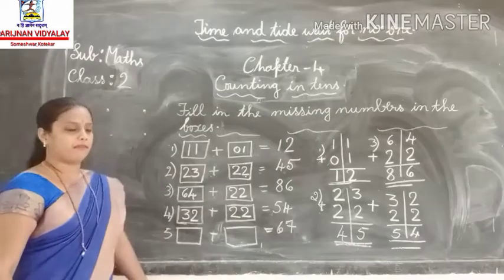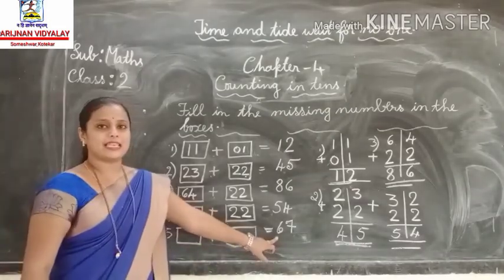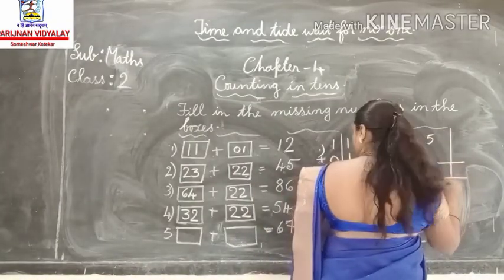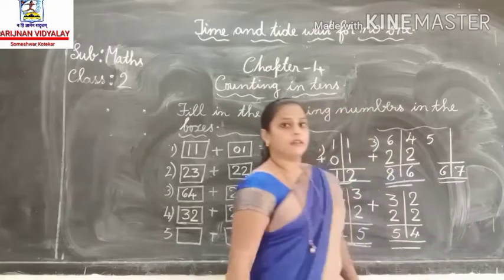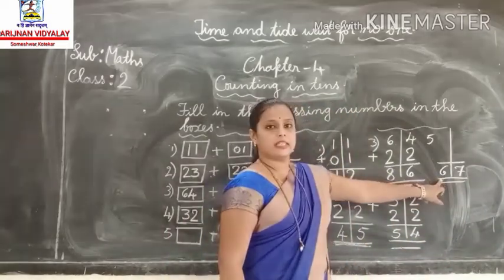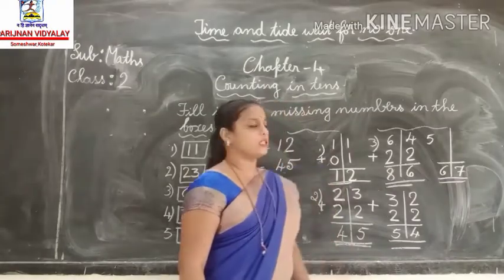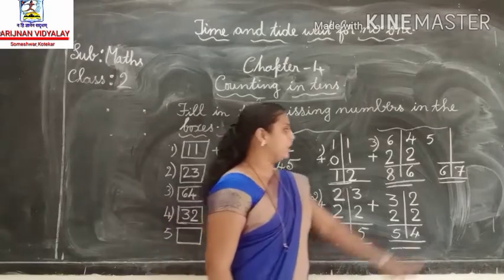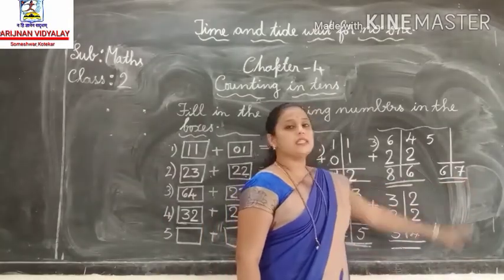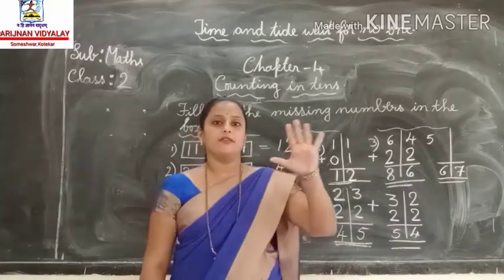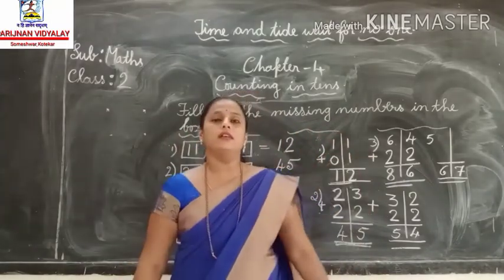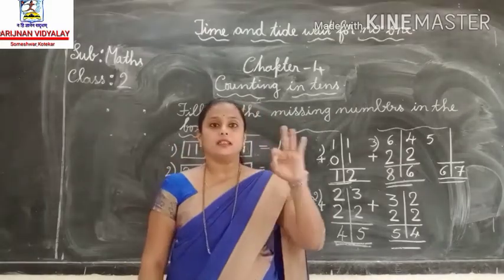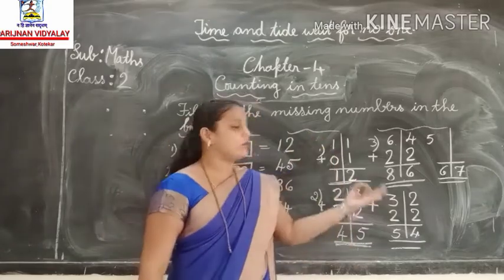Let us see fifth one. Your answer should be 67. Which are the two numbers we can take? Yes. 6 is in tens place, 7 is in ones place. Can you tell me which are the two numbers we can take in ones place now? The number is 7. Yes, you can take 5 plus 2, or 6 plus 1, or you can take 3 plus 4 is equal to 7.